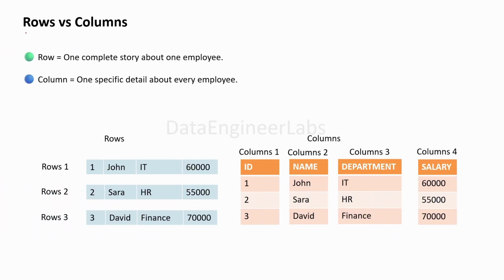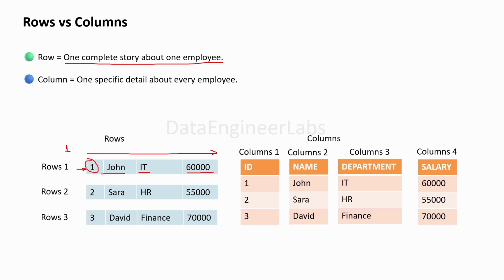Okay, now let's understand rows and columns. A row is one complete story about the employee. For example, if employee 1 joins, we will store all the information of that employee in one row, or one horizontal line. For example, what is the ID of the employee, what is the name of the employee, what is the department of the employee, and what is the salary of the employee. You can see all the information related to one employee.